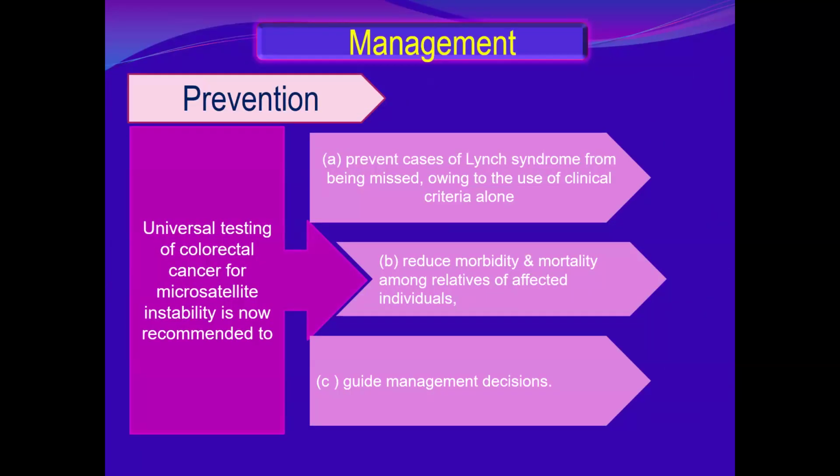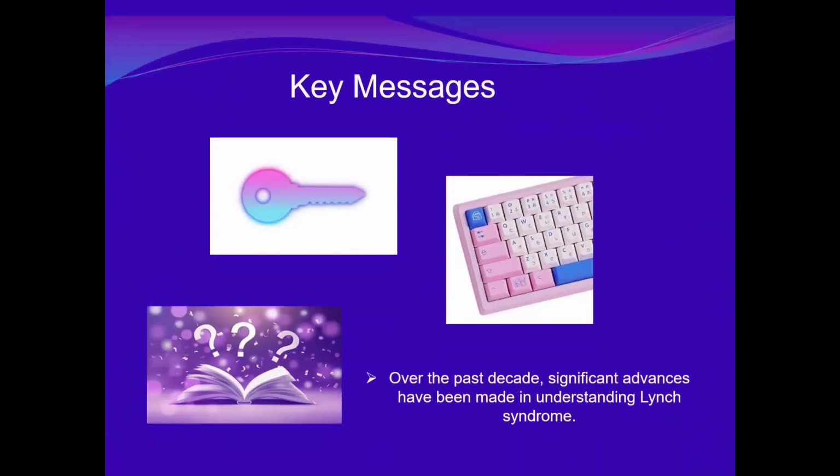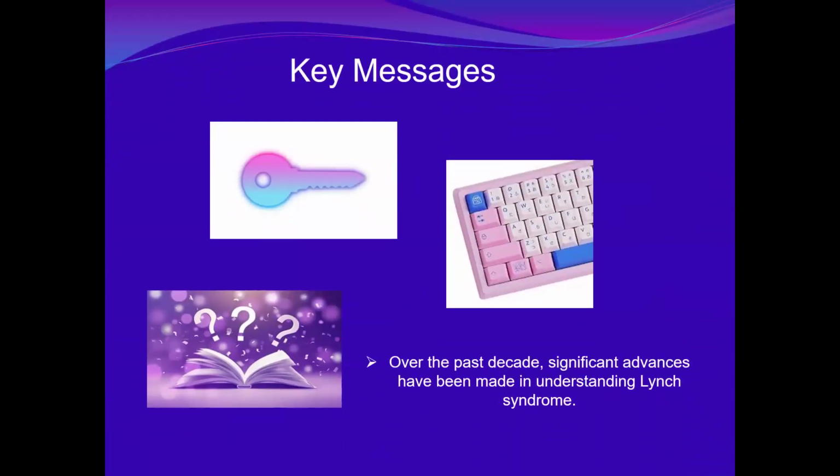And in the prevention, the universal testing of colorectal cancer for microsatellite instability is now recommended to prevent cases of Lynch syndrome from being missed owing to the use of clinical criteria alone. To reduce morbidity and mortality among relative affected individuals and to guide management decisions.